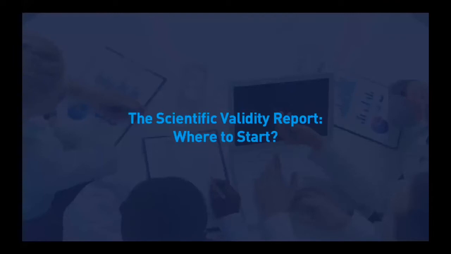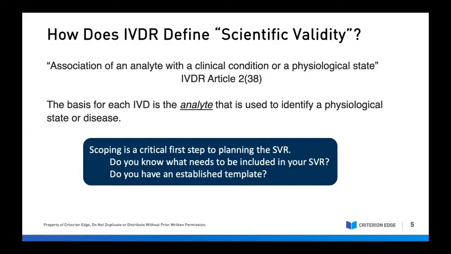So before we begin to discuss how to establish the state-of-the-art, we need to start with a few basic definitions. First, what do we mean by scientific validity? According to IVDR Article 2, the Scientific Validity Report should establish the association of an analyte with a clinical condition or a physiological state. Thus, the basis for each SVR is, in effect, a detailed discussion of the analyte and the method of detection. This is essentially the same purpose of the state-of-the-art section.